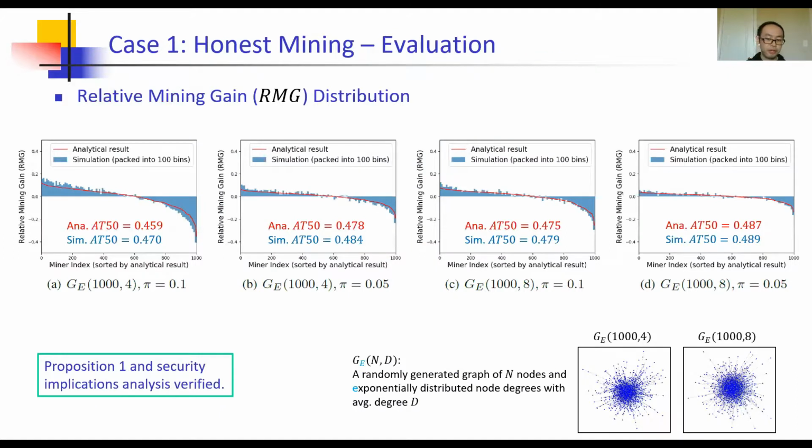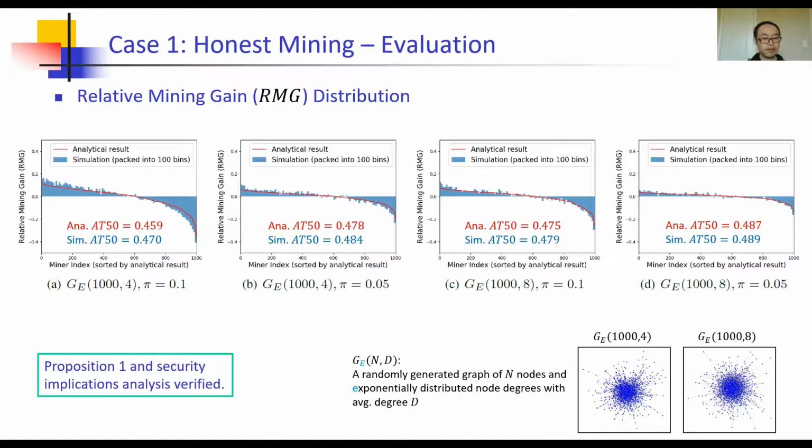To evaluate the above analysis, we randomly generated graphs with n nodes, and their degrees are exponentially distributed to simulate the heterogeneity in connectivity. And we configure different pi values, and note that pi is the inverse of block interval. It can be observed that less overall node connectivity and a higher heterogeneity in node degrees indeed cause the mining gain distribution to be more unfair. And a larger pi makes it even worse.